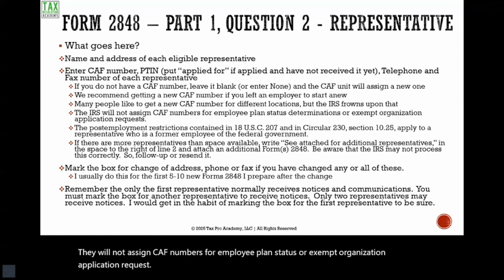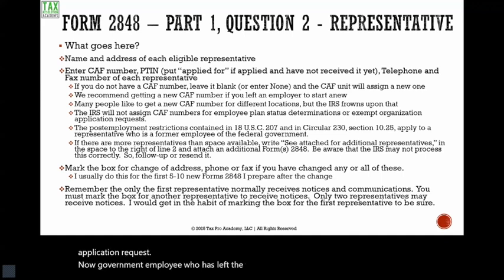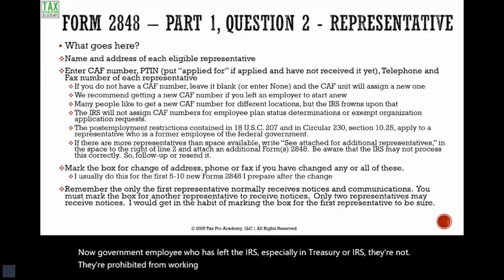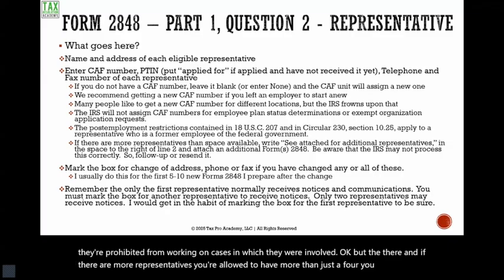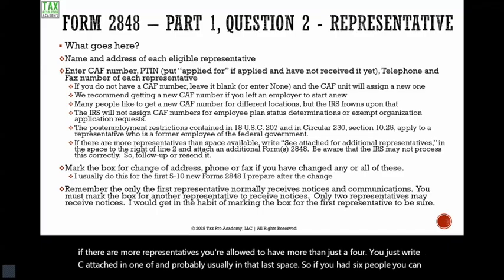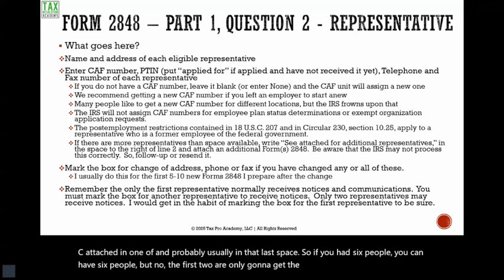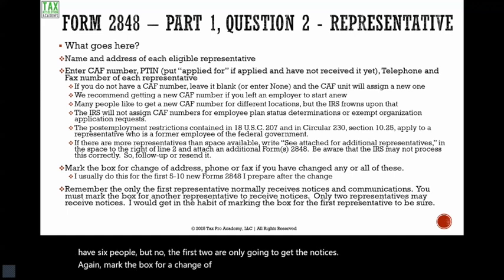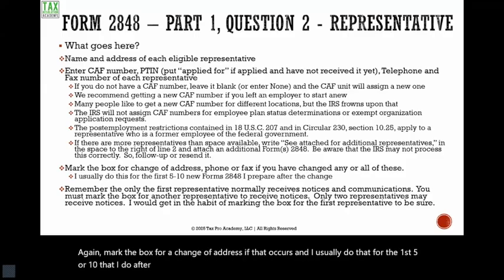Now, a government employee who has left the IRS, especially in Treasury or IRS, is prohibited from working on cases in which they were involved. If there are more representatives, you're allowed to have more than just the four. You just write "see attached" in probably the last space. If you had six people, you can have six, but the first two are the only ones who get the notices. Again, mark the box for change of address if that occurs, and I usually do that for the first 5 or 10 that I do after that. And then we talked about the notice representatives there.